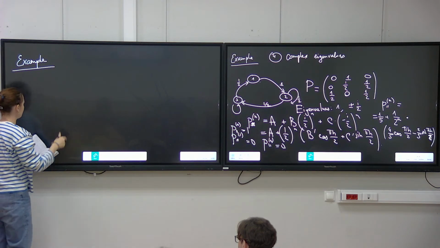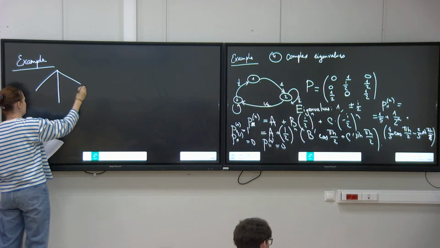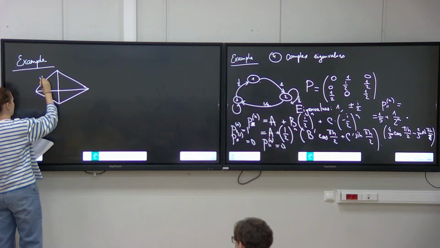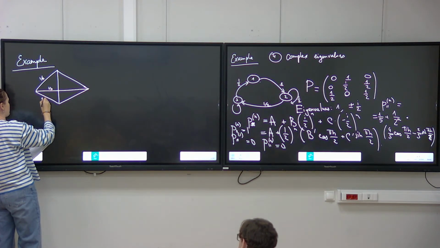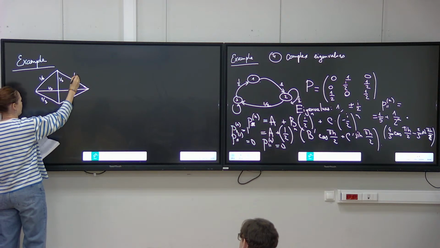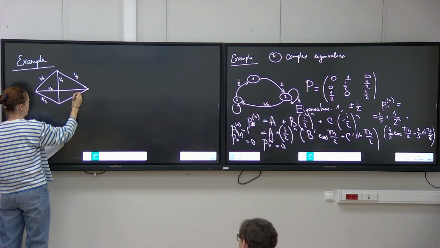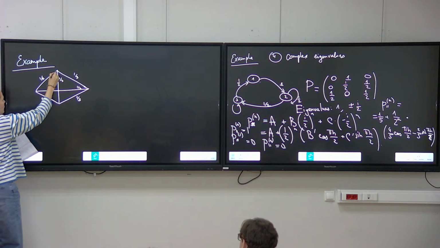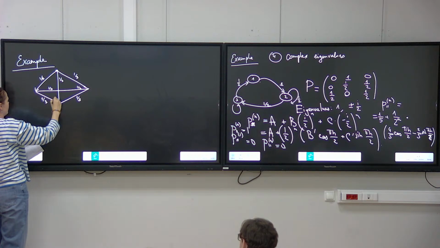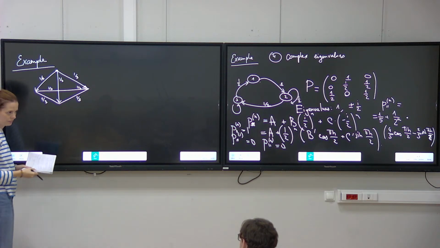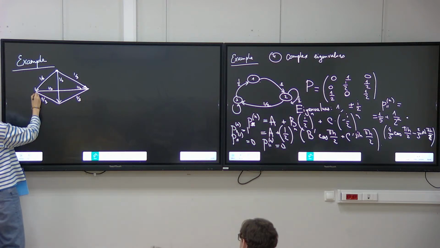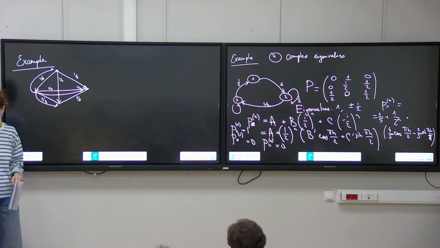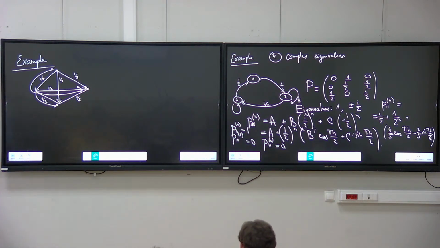So let us consider a graph that looks like a tetrahedron. On every edge we write a probability 1/3. So the probability to go from here to here, here, or here is always 1/3, and the probability to go from here to here, here, or here is always 1/3. That's all.